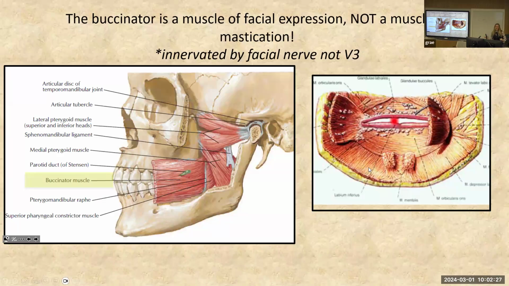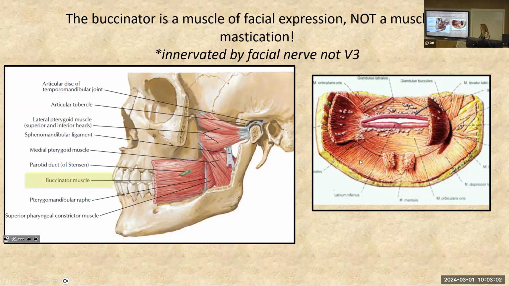So here you can see the buccinator muscles on the sides and how it would help a person expel air forcibly through their mouth to play a trumpet. Pretty cool. So I just want to make it something different that you remember, because the buccinator muscle is not a muscle of mastication, even though it's right there in the area that you're going to be in. And to boot, there's a nerve called the buccal nerve. That's a V3 branch. It does not innervate this muscle. This muscle is a muscle of facial expression, so it is innervated by cranial nerve 7.